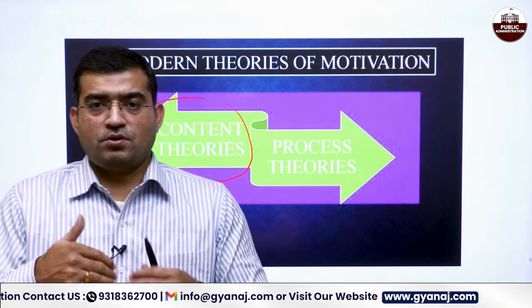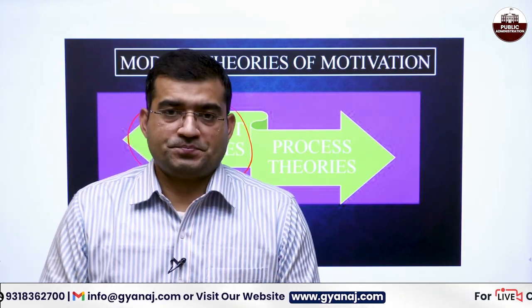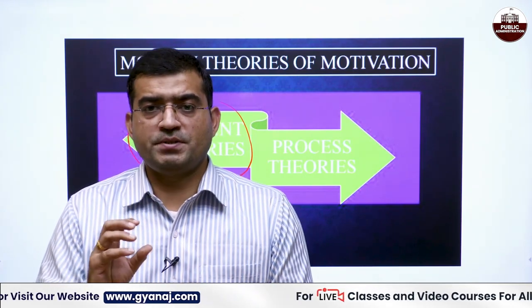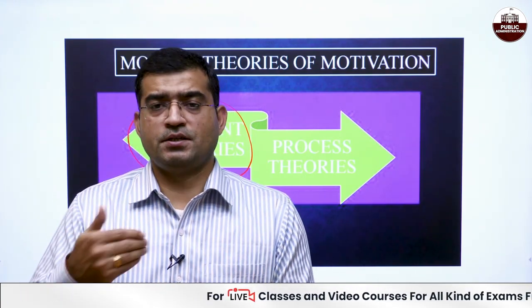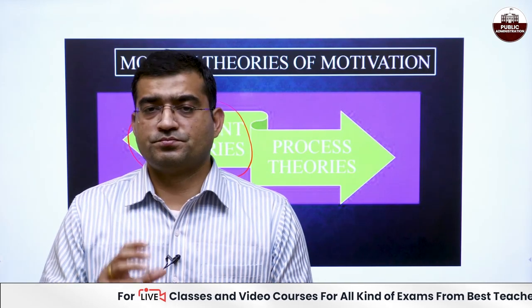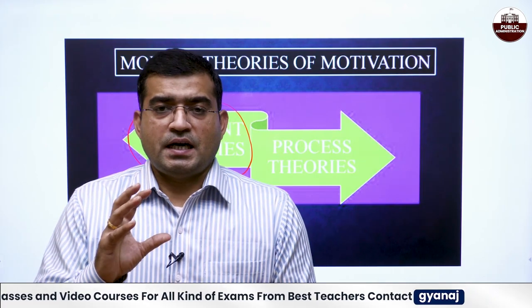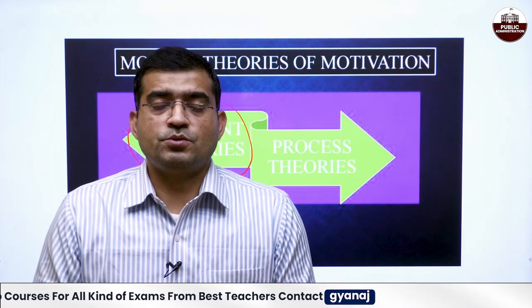But some people are motivated by, suppose, their self-desire. Self-desire is for satisfaction, for achievement, for dedication. So if people are different, there must be different elements, different mechanisms for motivation. That was the central idea of the process theorists.